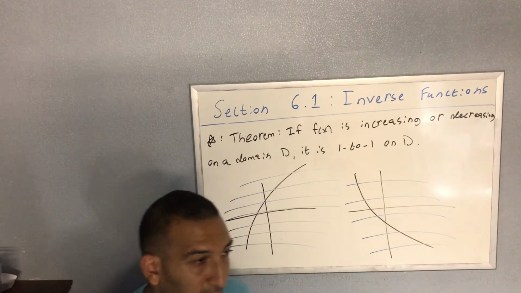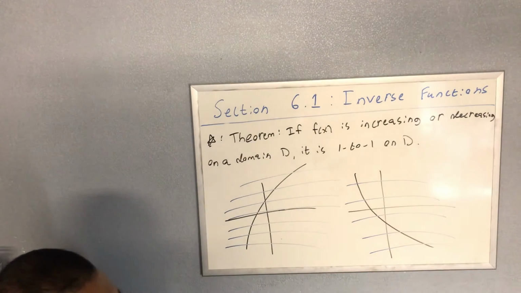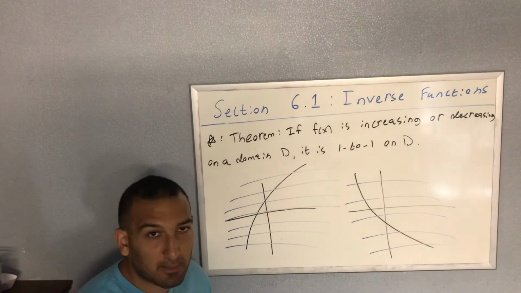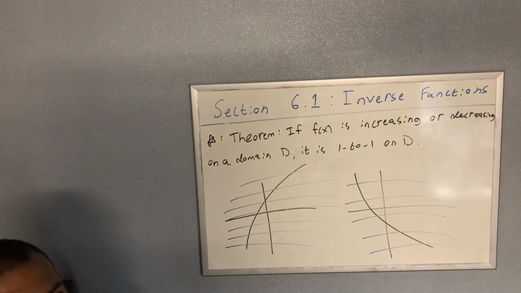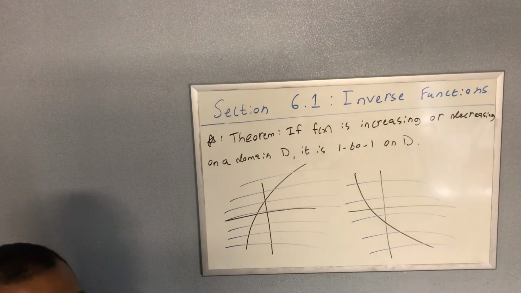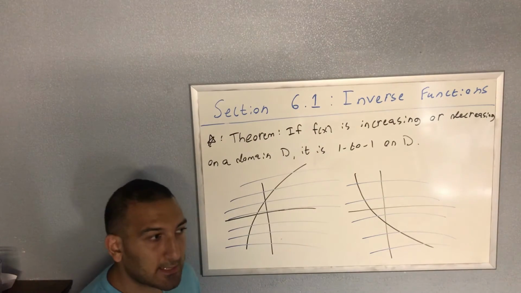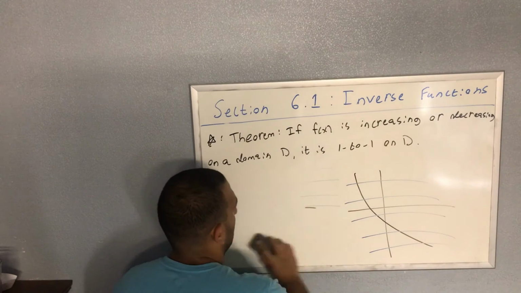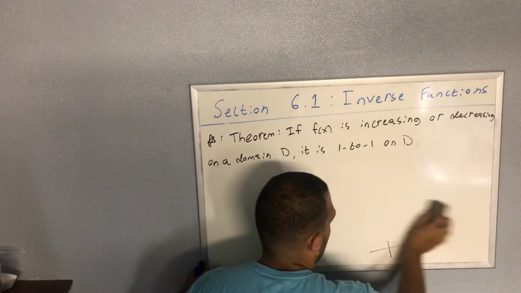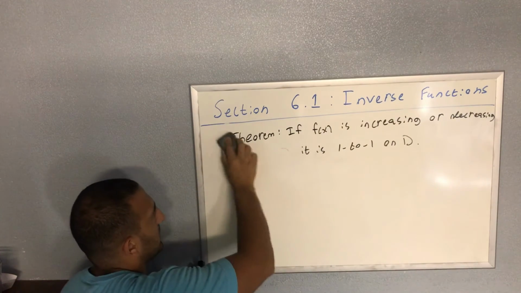And you may ask, how do you know if the function is increasing or decreasing? Remember from calculus 1, you can do this by finding the derivative and checking whether it's positive or negative. If the derivative is positive, then it's increasing. If the derivative is negative, then it's decreasing. So there is a nice way to do this with calculus as well. This is a really nice theorem.